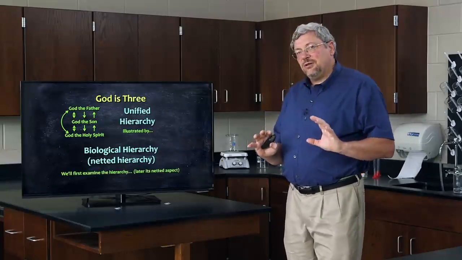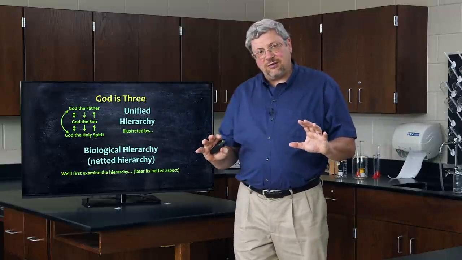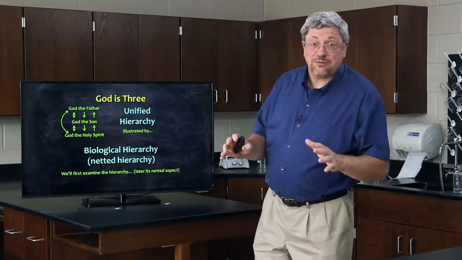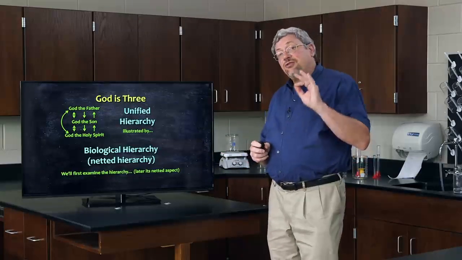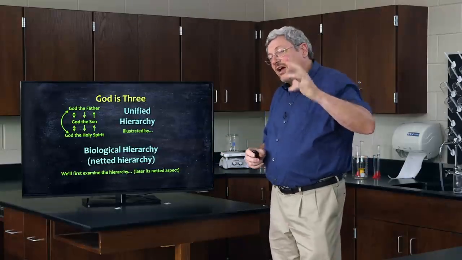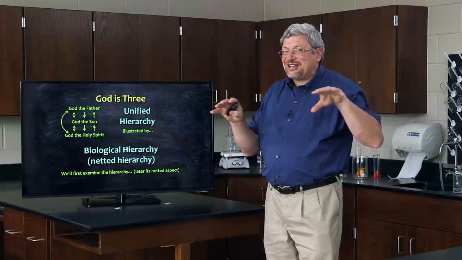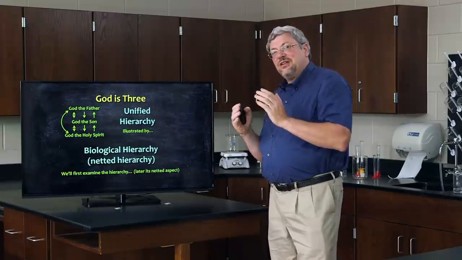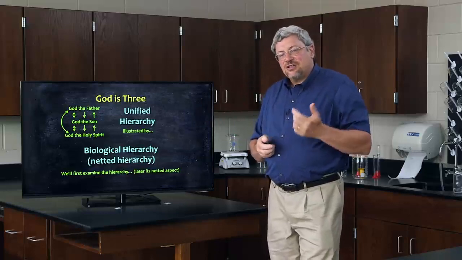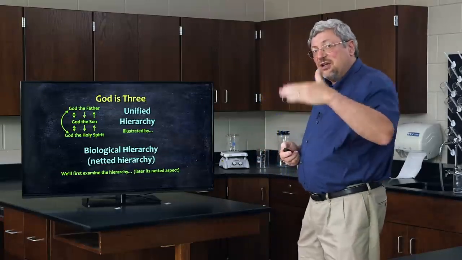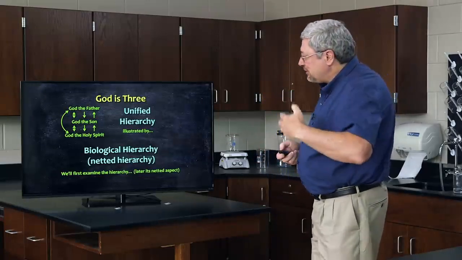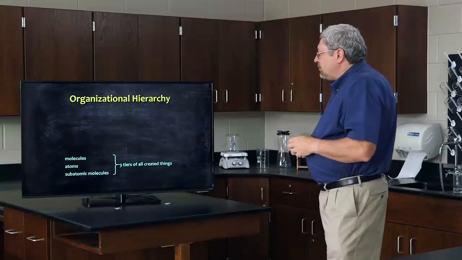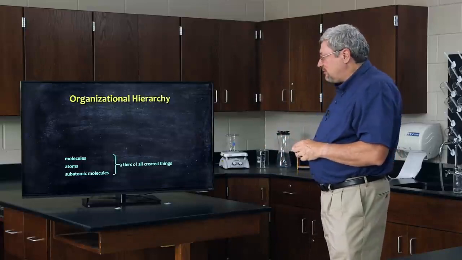We're going to look at the hierarchy of biology a couple of different ways, or actually a couple different types of biological hierarchies. First, what we're going to do is look at the hierarchy itself, the easy to understand hierarchy. Then we're going to look at the unified, netted aspect of the hierarchy. So looking at hierarchy, simple hierarchy from the top to the bottom, let's look at organizational hierarchy of biology.